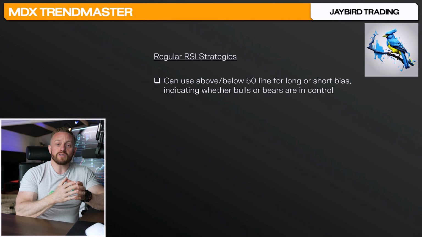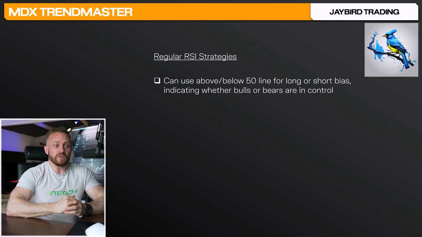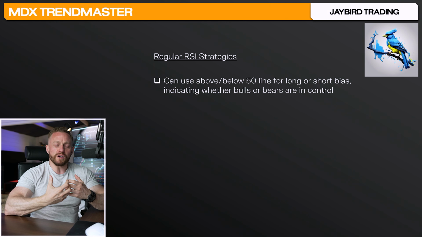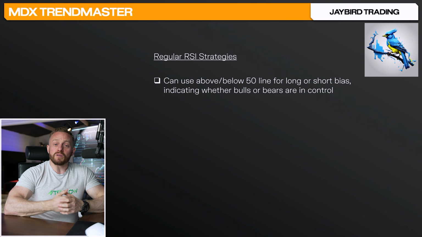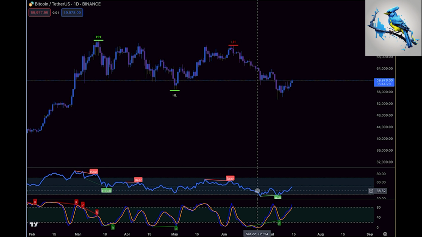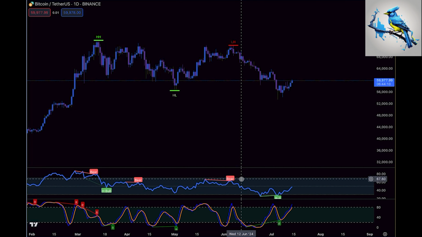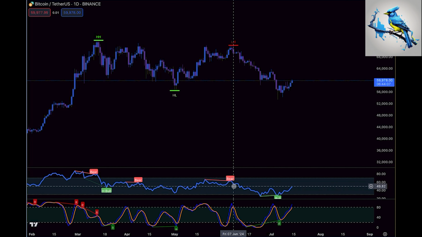And his first tactic is he uses that 50 line on the regular RSI to help give a long or short bias and indicate whether the bulls or the bears are in control of the price action. What I like to basically refer these lines to as anything 50 and above, that's the bullish control zone, meaning the bulls have taken control of price action and they're pushing it to the upside. And vice versa, once we break the 50 line and start trading below it, the bears have taken control and we are now in the bearish control zone.